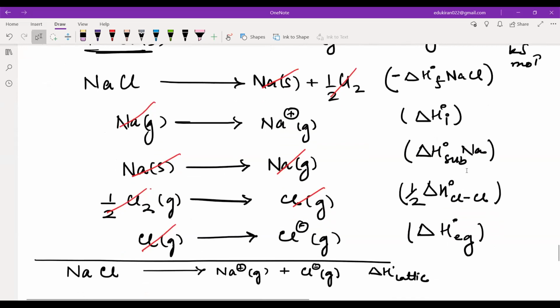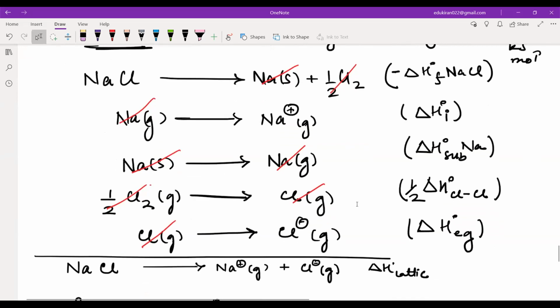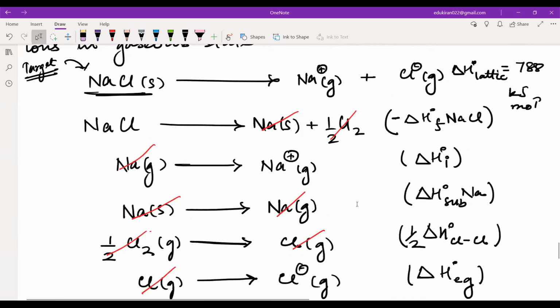I will not ask you to memorize this. What I will say is that you should try to write this 10 times, logically explaining it at each step. Since I need sodium chloride on the reactant side, I am going to write the formation of sodium chloride as the reverse reaction. Then I need sodium gas, so I will start with sodium solid, convert it to sodium gas, then from the gas I will remove one electron. So I am doing sublimation and then ionization. Similarly for chlorine gas, how will I get Cl negative? I have to start with half Cl2, then convert it to chlorine, so I am breaking the Cl-Cl bond. Then to chlorine I am adding one electron, and I get chlorine negative. That is why I get delta H naught Eg.